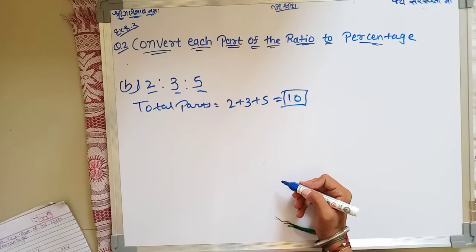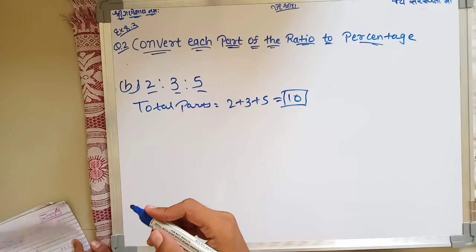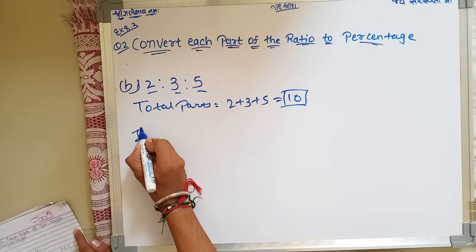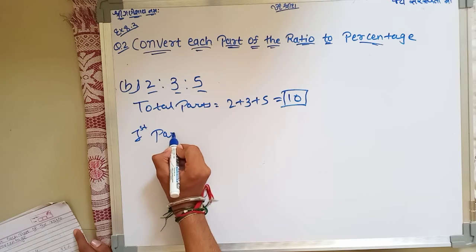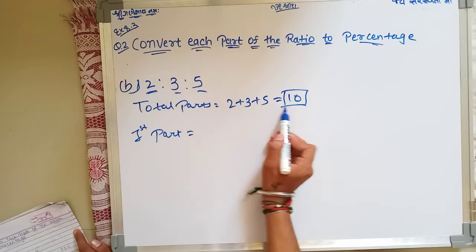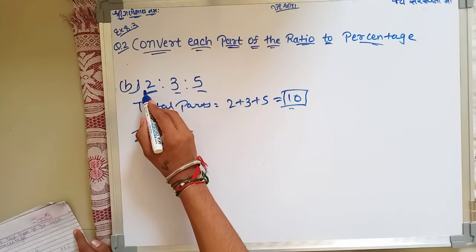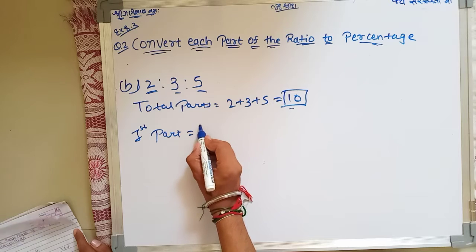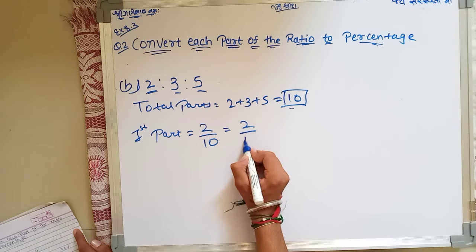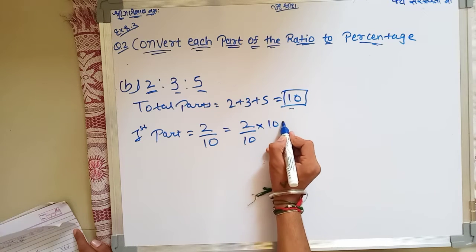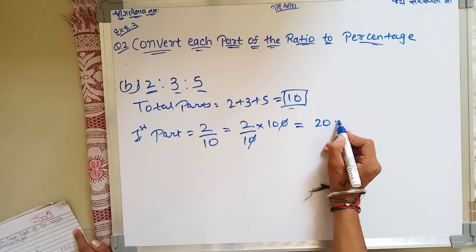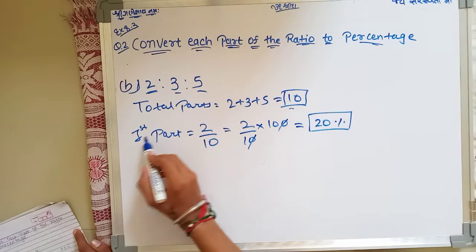Now we have to find the percentage of the first part. So this is the first part, 2. So 2 is the first part, divided by 10, the total parts. We have to convert this into percentage. So 2 divided by 10, we multiply by 100. The zeros cancel, 2 times 10 is 20%. We will get 20% for the first part.